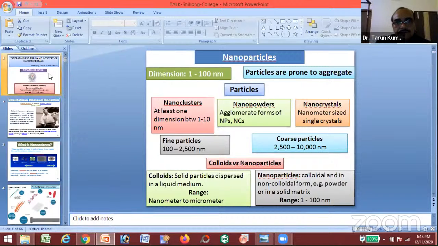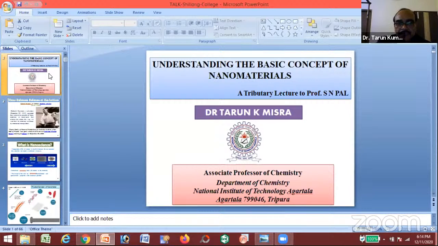So today's talk is the understanding of the basic concept of nanomaterials. As I already mentioned, it is a tribute lecture to Professor S.N. Paul, an opportunity given to me. So the concept is nanomaterials. First of all, let me tell you, since many students are here, undergraduate students, what they will want to do in the future and what is actually happening at the advanced research level. There are many areas, and one of them is nanomaterials. Nanomaterials is a broad name.